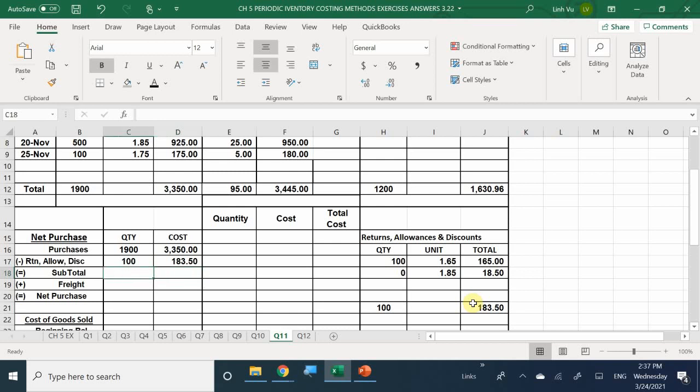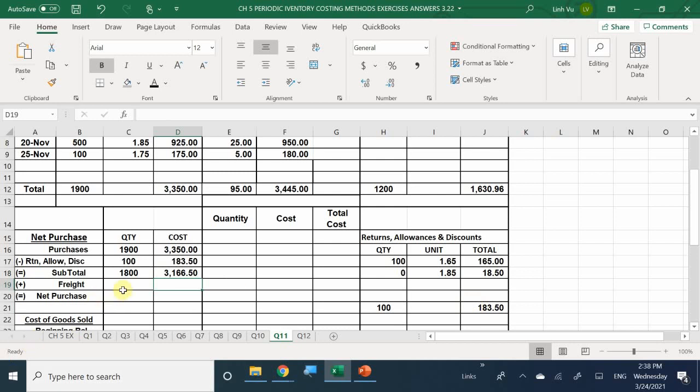Okay. And now we need to calculate our subtotal, because we purchased all these items and we were refunded for these items. So how much should my subtotal be for the quantity? 1,800. And for the cost, 3166.50. Okay. I'm gonna give a couple seconds real quick.